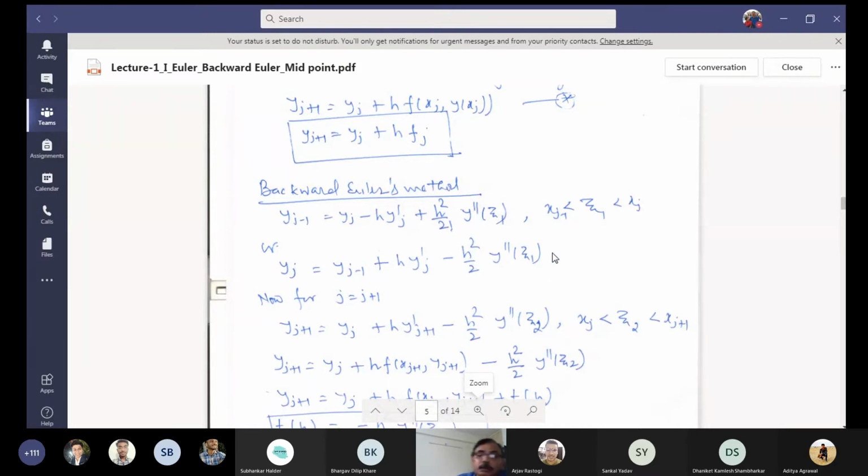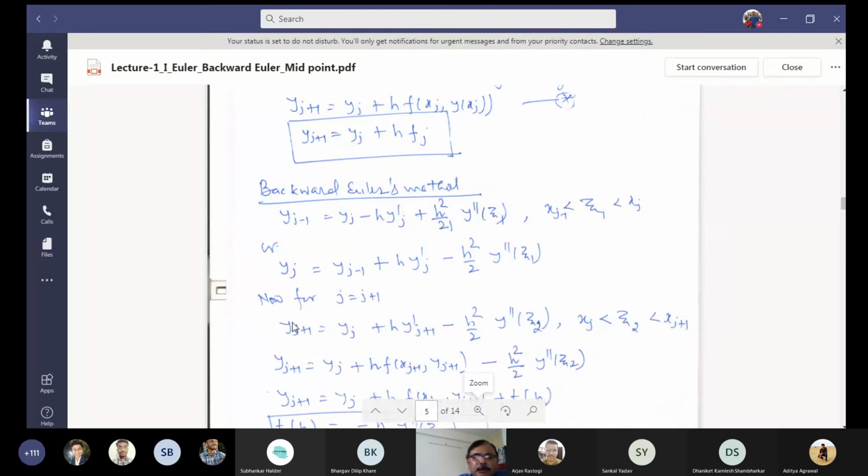Oh, there is one more thing. Okay, let me explain this and then I will tell that also. h square by 2 y double prime of xi1. I will just replace these indices j by j plus 1, because in the previous method we have written yj plus 1 equal to yj. You can work with this also, but the normal convention is that yj plus 1 is written in terms of yj and others. So let us move from j to j plus 1.